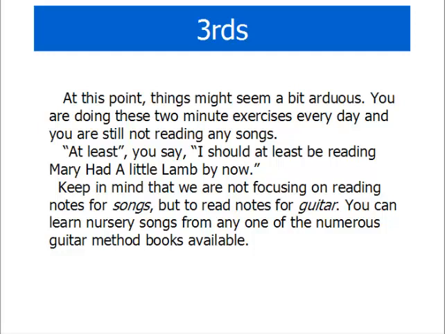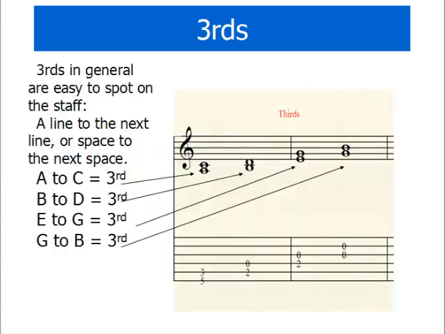You can learn any kind of nursery songs from numerous books that are out there on plenty of guitar methods that have Twinkle Little Star and Mary Had a Little Lamb and London Bridges, and they're all out there. You can pick them up for a couple bucks at a music store. But we're working on a different approach here. We're getting you to understand the building blocks of music and musical notes and how the notes relate to each other. So, let me explain that thirds in general are easy to spot.